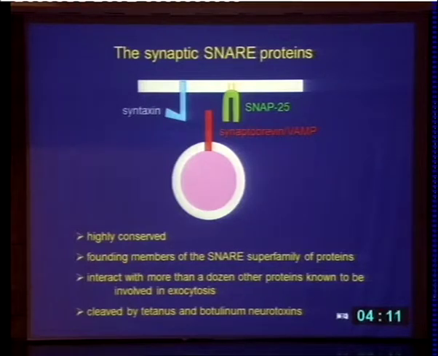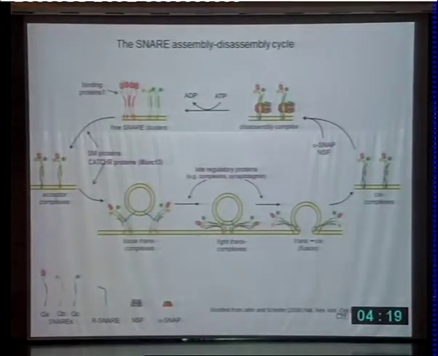So this is what I also call the poor man's knockout. So we have a very nice toolkit for studying these synaptic SNAREs by using the light chains of these toxins. Now, work in the last years, prominently started by Jim Rothman, now at Yale, has shown that these SNAREs undergo an assembly-disassembly cycle that is intimately related to the fusion reaction.